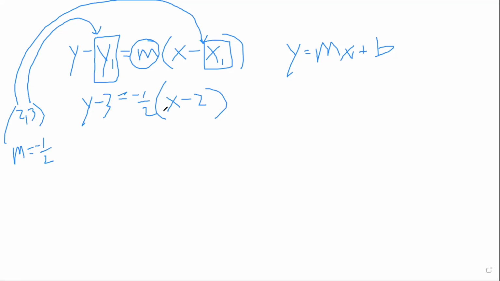We still have to follow the order of operations. We're going to multiply. This is distributive property multiplication. Y minus 3 equals -1/2 x. Half of 2 is 1. It's a negative times a negative, so that's going to be +1.